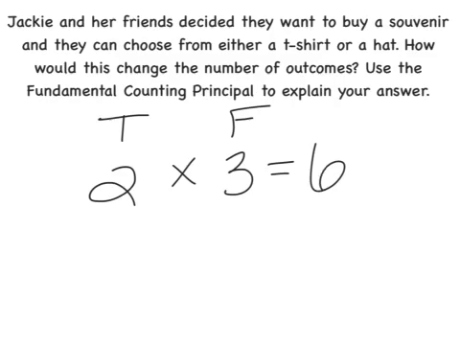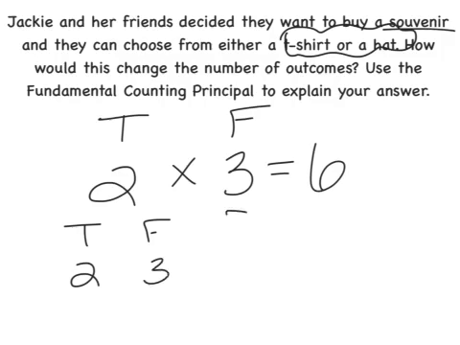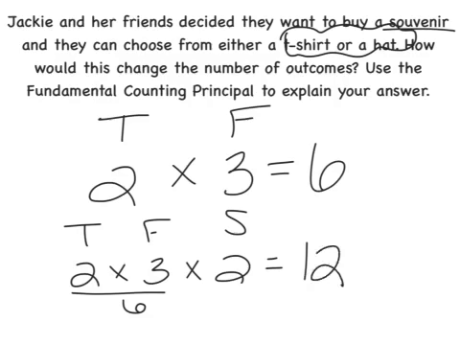6. But they're wanting to know what if they can now buy a souvenir and they have a t-shirt or a hat. So I would still have tickets, which was 2, food, which was 3, but now I have souvenirs, which is 2. So now I have to multiply these 3. So 2 times 3 is 6, and 6 times 2 is 12. So it would change mine to 12 outcomes.